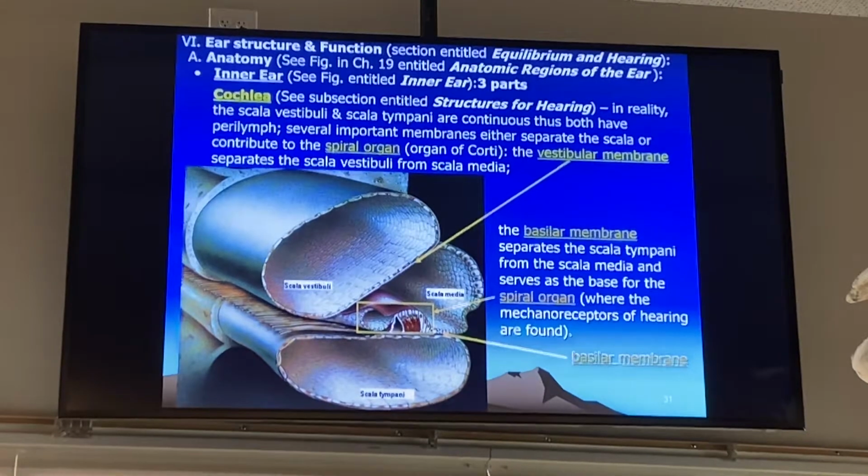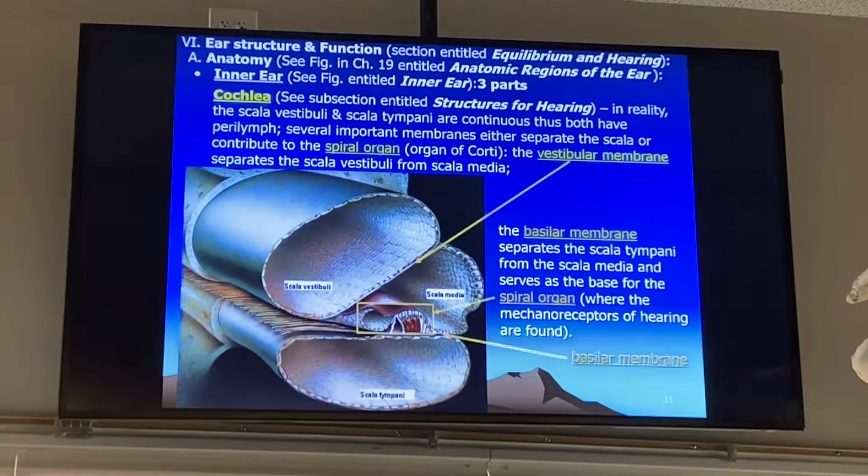Sitting on that thicker basilar membrane is the spiral organ, where the hair cells are. Now again, because these cilia just have to bend, it's a physical deformation, all of these receptors are mechanoreceptors. You're just bending cilia. Everybody got it? All of the hair cells are mechanoreceptors.